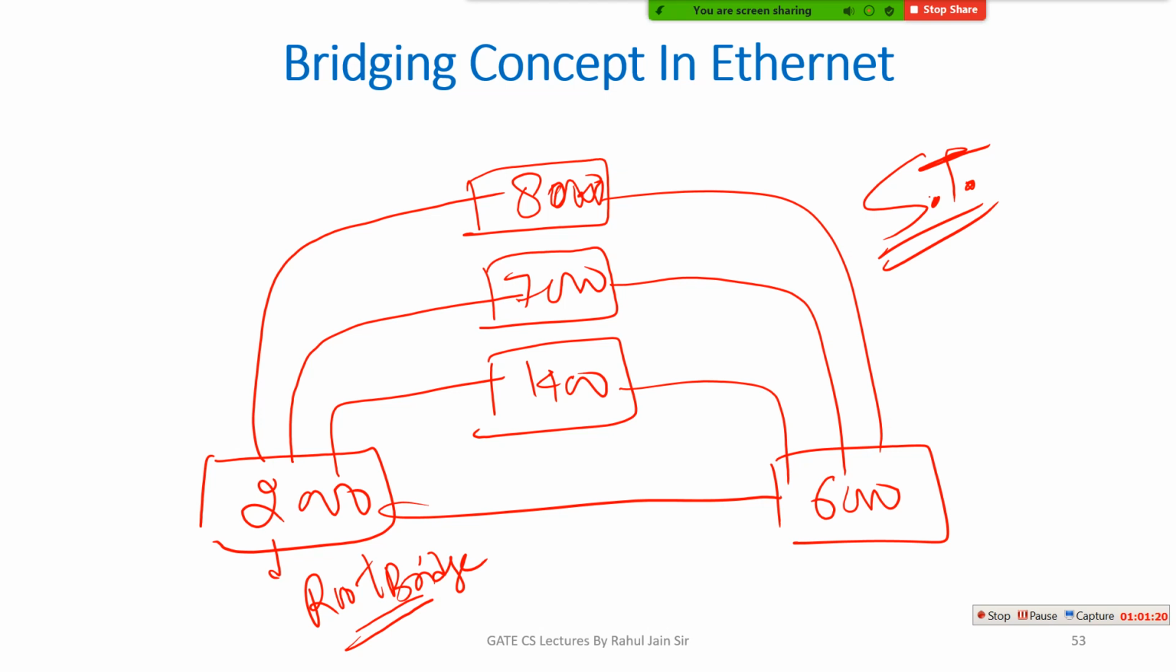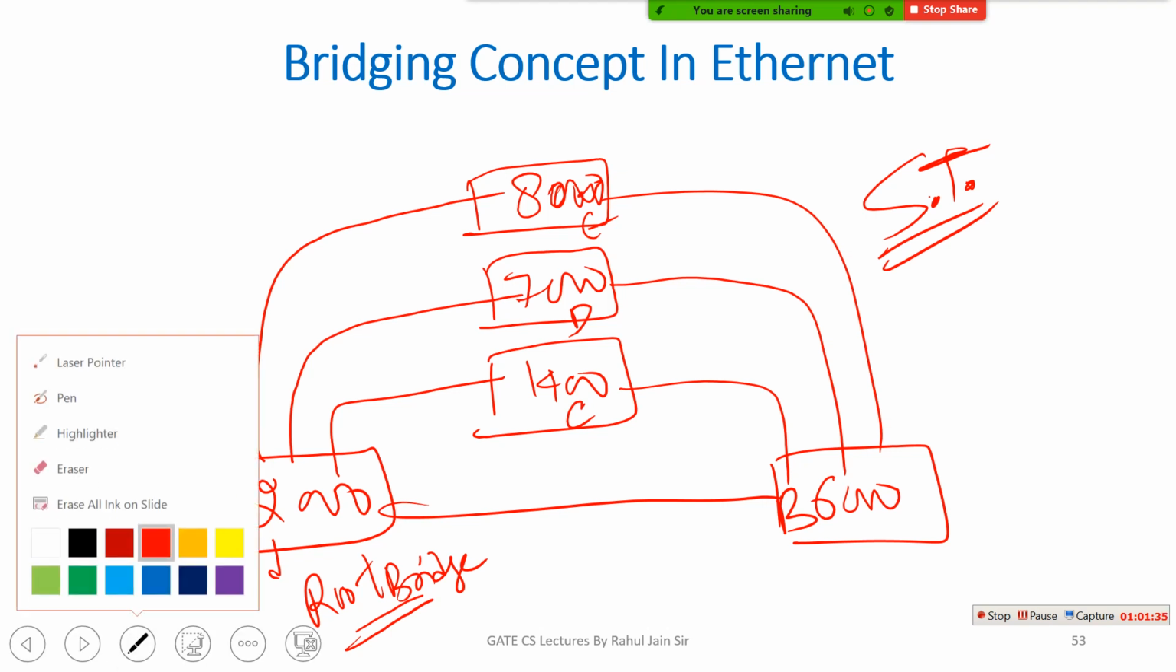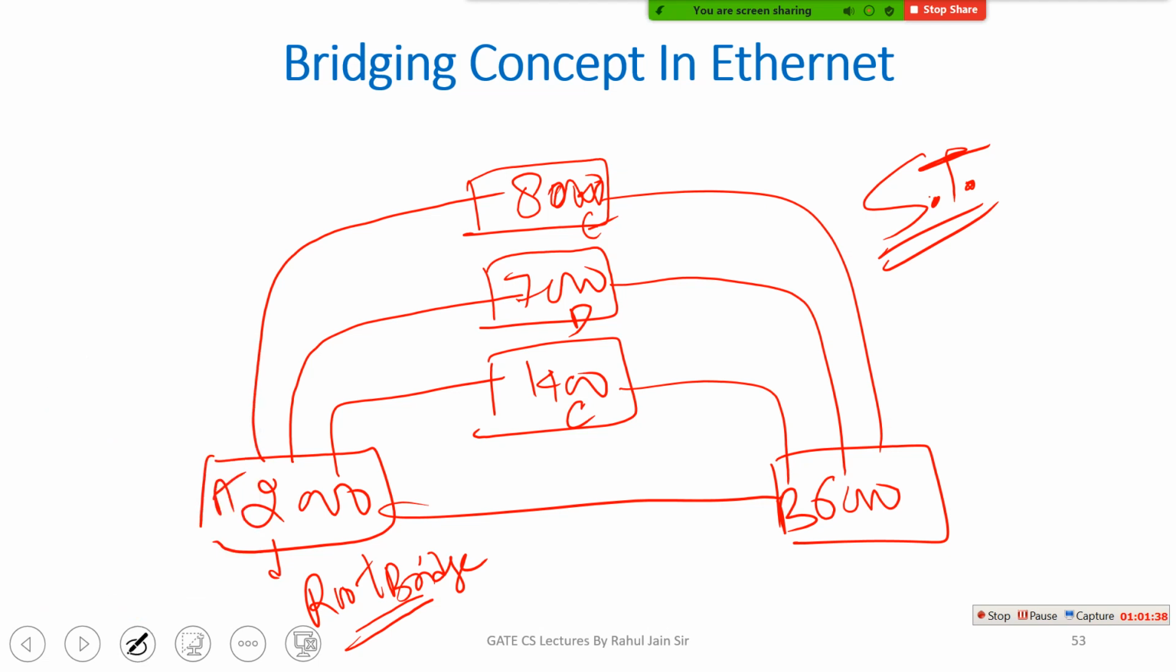Now solve this question. Let us name it A, B, C, D, E again. Solve it, guys. Are you guys solving?